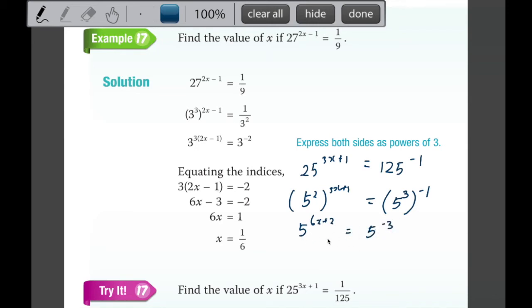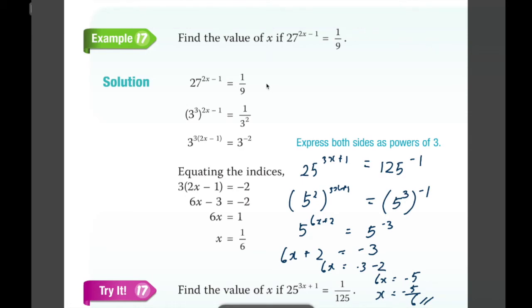Now, given that the base is the same, we can proceed to compare the index, which means that 6x plus 2 is equal to negative 3. That will give you 6x is equal to negative 3 minus 2, and 6x is equal to negative 5. x is now negative 5 over 6, right?